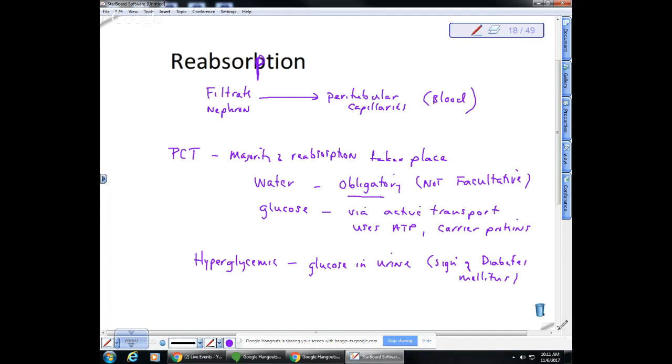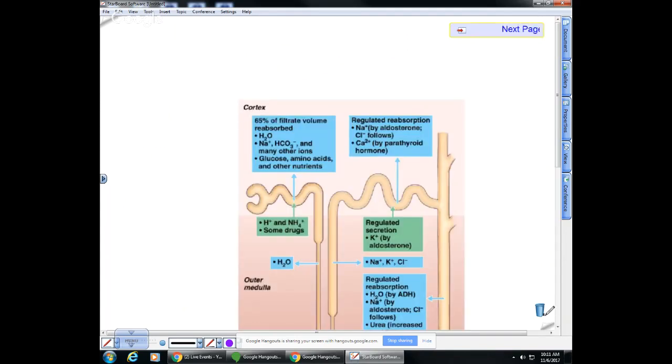Okay, so if we look at a diagram that shows this, this is an example. So most of that volume of the filtrate gets reabsorbed here. So we talked about water, we talked about glucose, but there are other essential nutrients that also have to be taken up, like amino acids, okay? And also sodium and bicarbonate ions. So we'll write that down too.